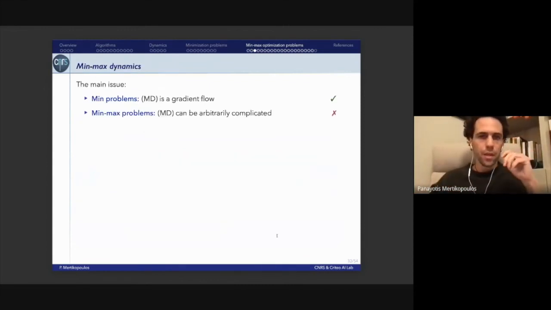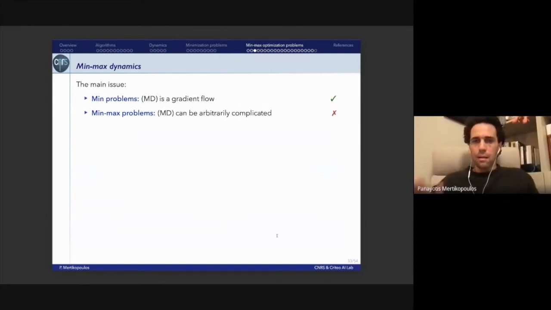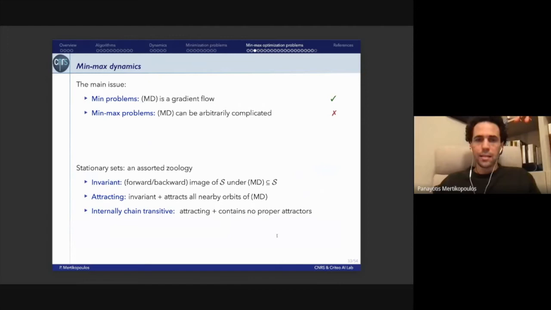All right. So the problem here, and this is another elephant in the room, is that in minimization problems, the mean dynamics comprise a gradient flow, which is very well understood. In min-max problems, the mean dynamics can be arbitrarily complicated. And in particular, we will now need an assorted zoology, basically, of definitions of different types of sets that arise.